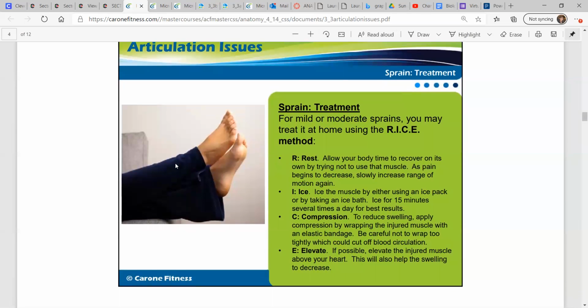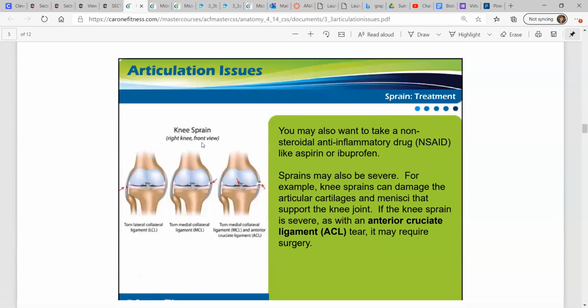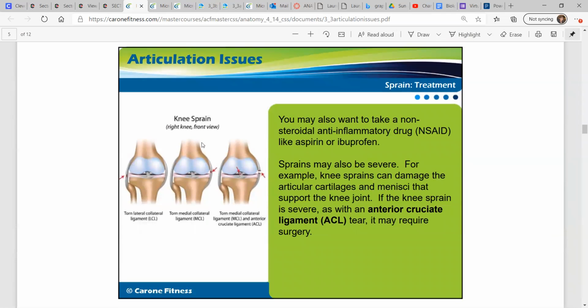And you don't want it too tight because you need blood circulation, you need blood to get in there. So don't compress too much. And then, if possible, elevate the area above your heart, and that can reduce the swelling. You can also take NSAIDs, or non-steroidal anti-inflammatory drugs, like aspirin, ibuprofen. They can also be severe as well.